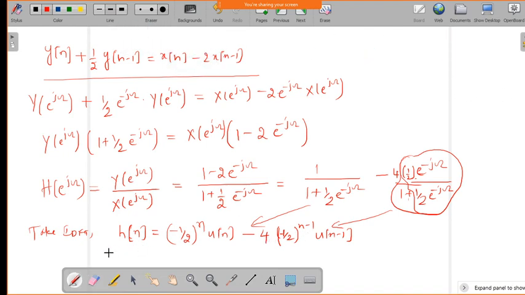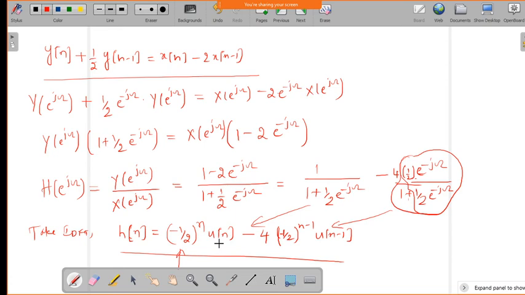So now this is h of n, the impulse response. Now we have the differential equation in the previous problem and the difference equation in this problem. If we have this type of equation, we get the impulse response. Now if the impulse response is given, how do we get the differential equation or difference equation? That is also one type of problem: given the impulse response, convert it into a differential or difference equation.